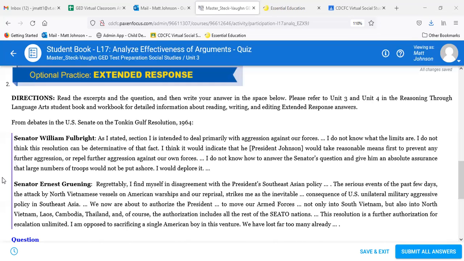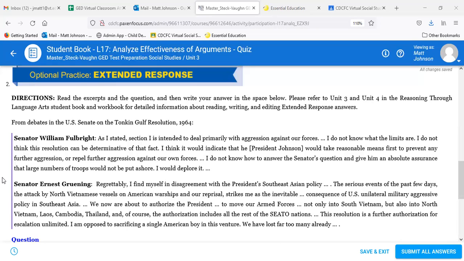Gruening offers a few relevant events. So he's talking about the escalation. He's talking about the attack by North Vietnamese vessels. He mentions the reprisals. We struck at that point. We retaliated, and then consequences when it says unilateral military aggressive policy.